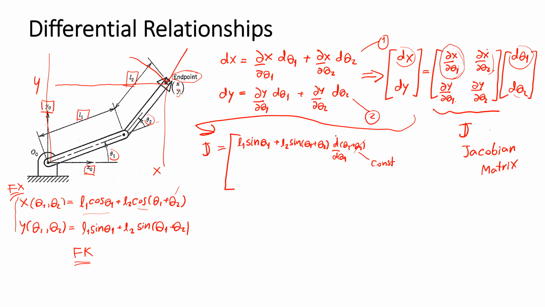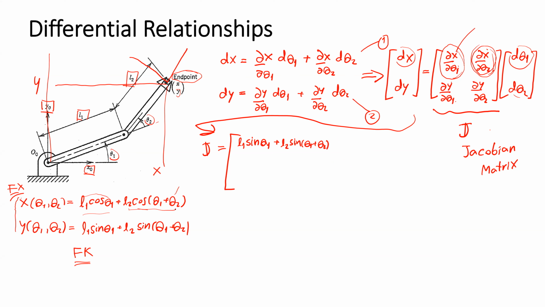So dθ1 by dθ1 is equal to 1, so this term equals 1, the whole term equals 1. This is the first component here. The second component is the partial of x by θ2. The first term, we have L1 cosine θ1. We need to consider this one as constant. So the partial of a constant is equal to 0.